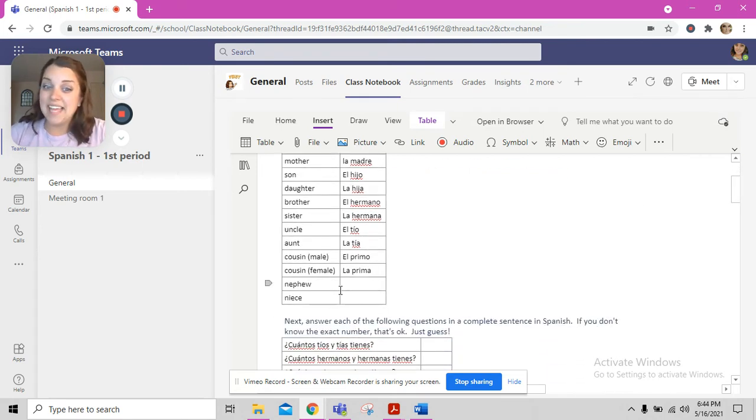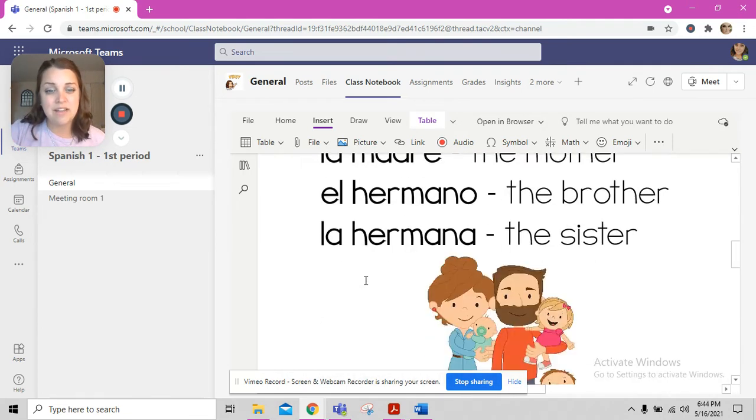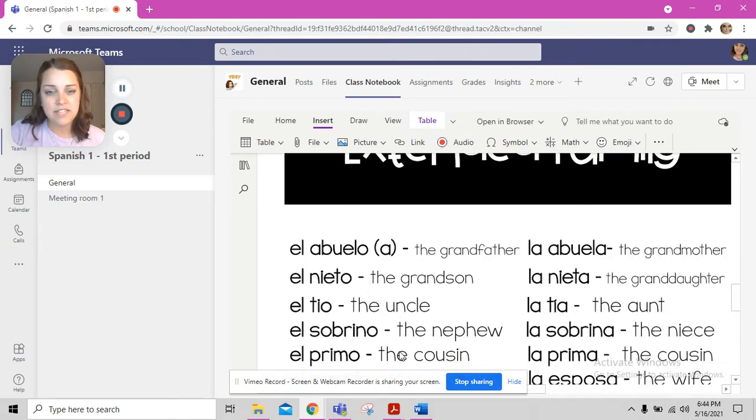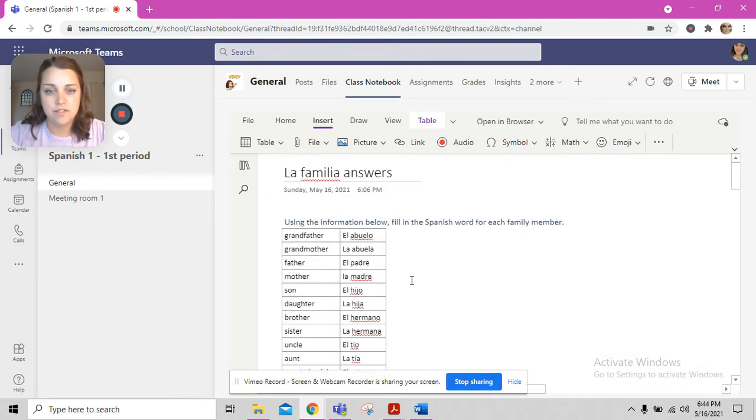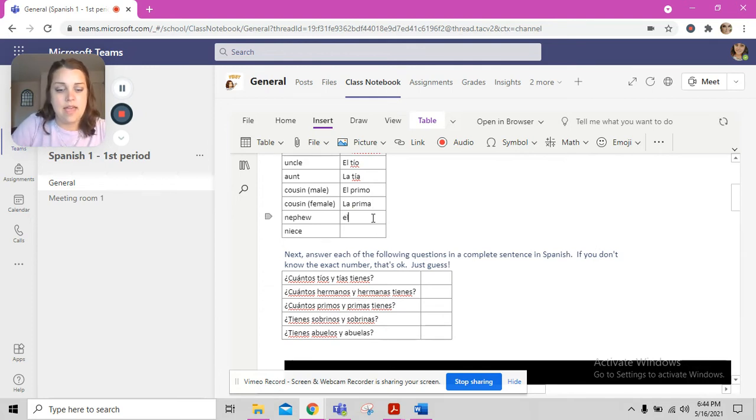All right, last one here in this section, we have nephew and niece. Again, this is so weird to me. I always say niece and nephew, but I tried to keep it male, female, male, female throughout this entire thing, just so that it was an easy pattern for you. So nephew and niece are down here. We have el sobrino for the nephew and la sobrina for the niece. So I'm going to type el sobrino for the nephew and la sobrina for the niece.